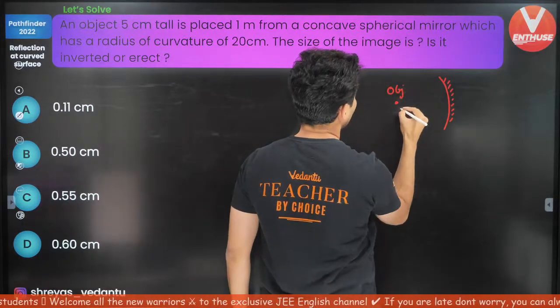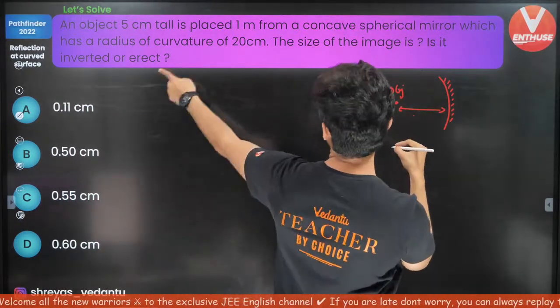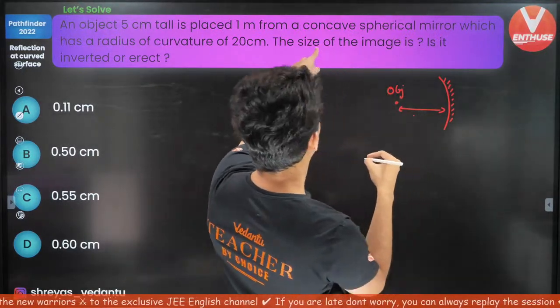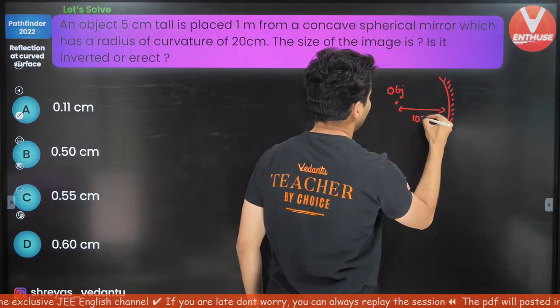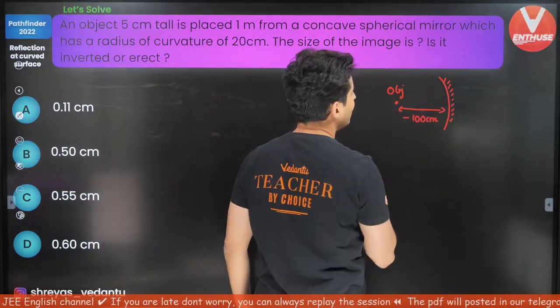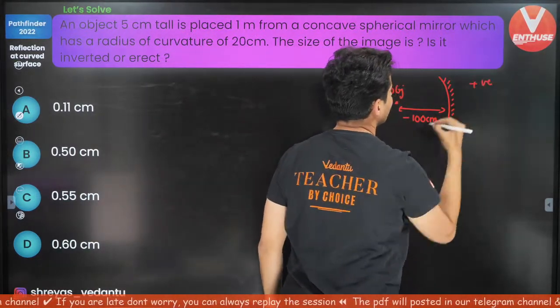This is the object, and the object distance is given to be 1 meter. Yes, it is placed 1 meter away. That means it is 100 centimeters, but this will be the negative side. This will be the positive side.